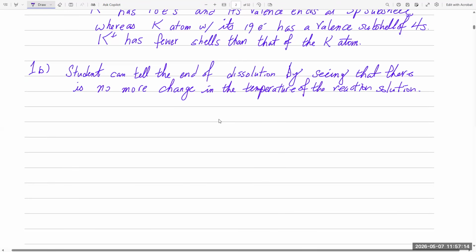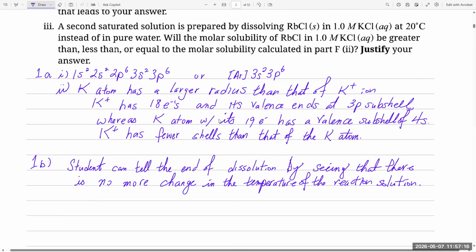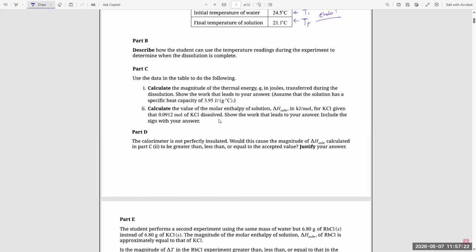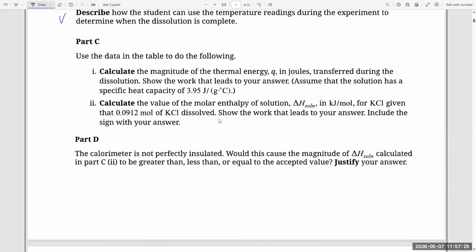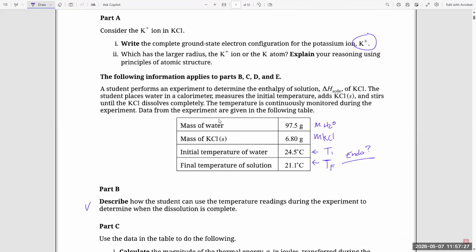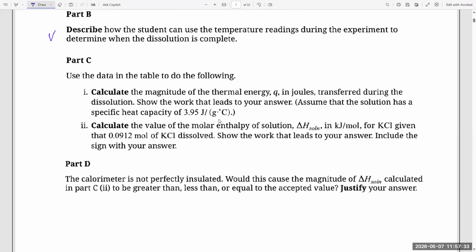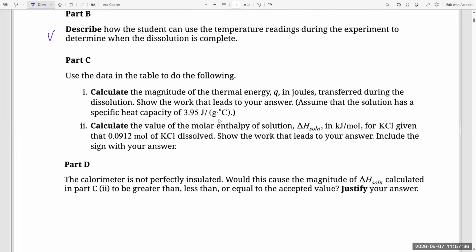All right, so let's go back to C. Part C, what does it say? So B's done. That's what I used to tell my students when I used to teach AP: put a check mark so you don't accidentally miss anything. Let's go to C. Use the data in the table to do the following. Calculate the magnitude of thermal energy Q in joules transferred during the dissolution. So I'm already thinking Q is equal to MCΔT, right? Maybe. Calculate the value of the molar enthalpy of the solution, or the heat of solution, in kilojoules per mole. So let's go take care of this one first.